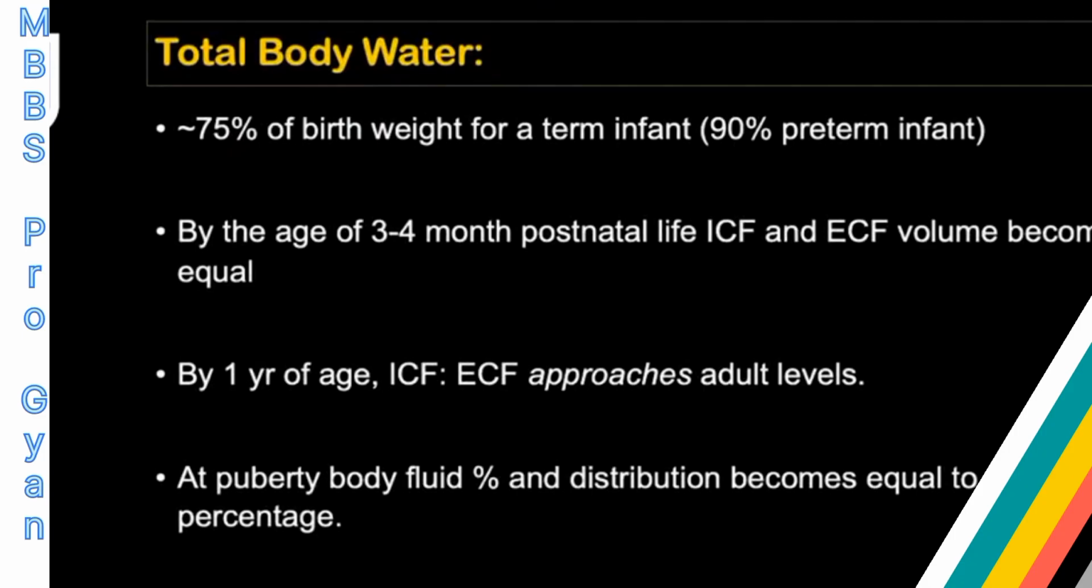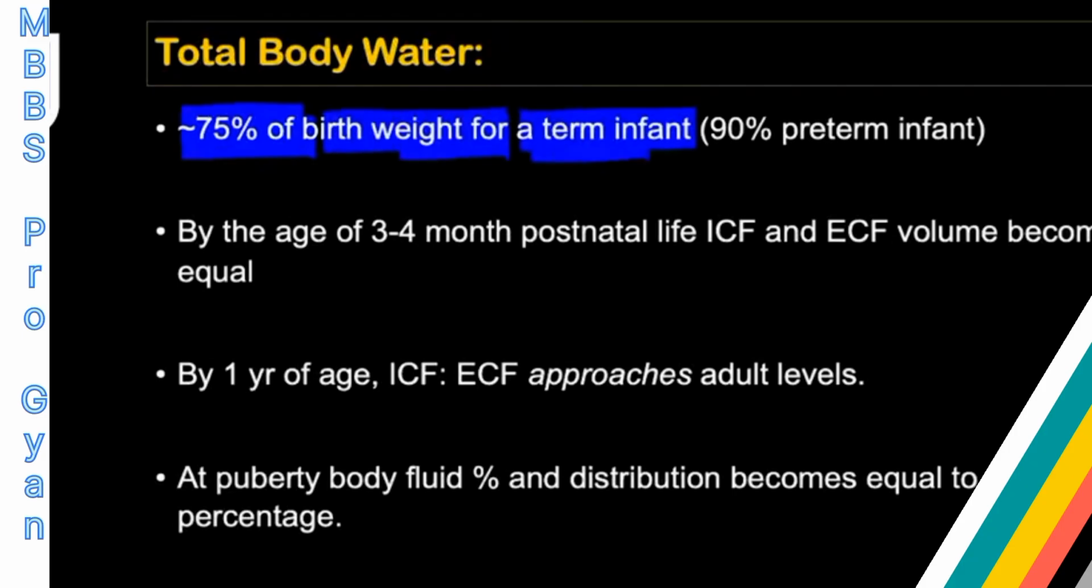That is, there is more body water content in preterm life. We have seen that in fetal life body water is 90% of the body weight, right? So here it is written that 70% of the birth weight of a term infant is body water. Okay, so if I ask you what is the percentage of body water in a term infant, your answer will be 75% of the body weight is water. But if it is a preterm, the water content may be 90% of the total body weight.